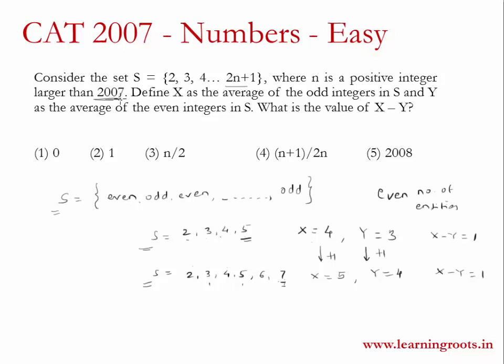Which means that even if you have any number, say 2000, which is more than 2007, and ideally this S would be something like 2, 3 up to 2n plus 1 where n is larger than 2007. So let's take 2008. So 2008 into 2 is 4016 plus 1, 4017. So even if you calculate for this, you will still get x minus y equal to 1, and that will be our answer.